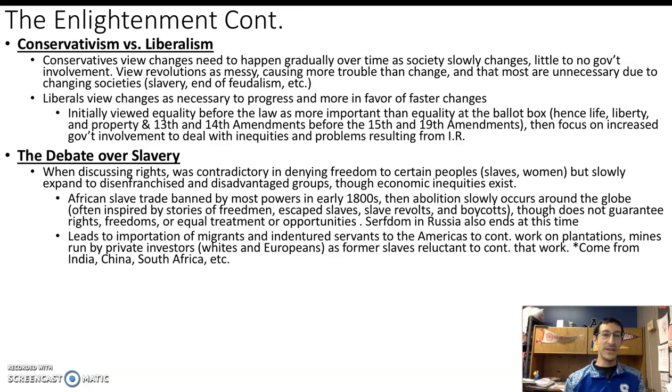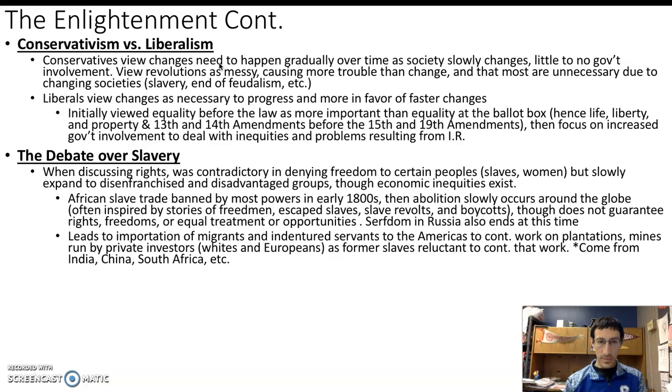So, continuing on with this idea of slavery, which we mentioned up here before and also previously on the last slide, when discussing rights, many people did in fact notice the contradiction. We're talking about freedom and equality, but we're still denying that to a number of different people, i.e. slaves and women, and then also other minority or ethnic groups in certain countries. But again, as we said, that slowly expands to give those disenfranchised and disadvantaged groups more power, more say, even though economic inequities definitely existed at that point and, again, presently to this day.